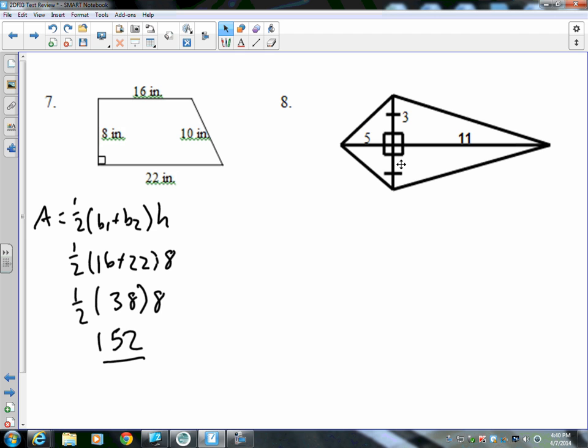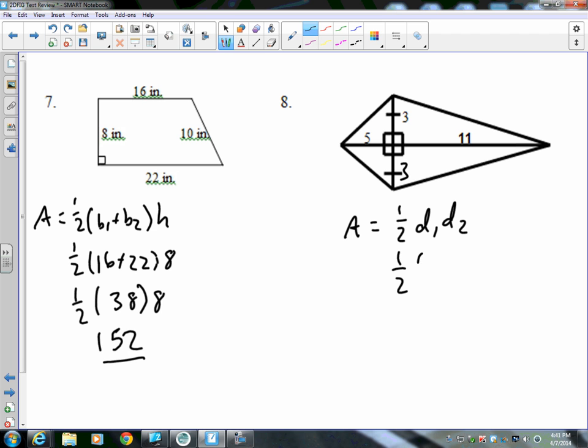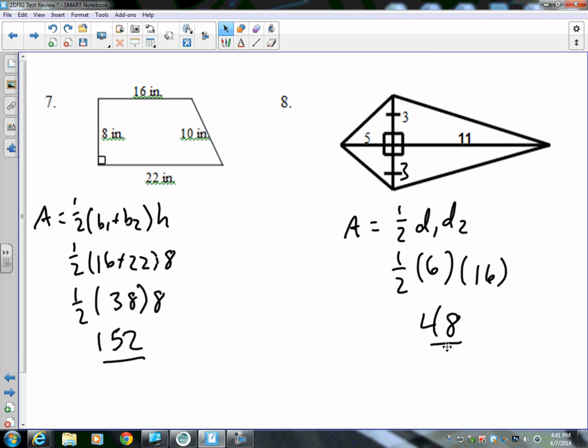Okay, number 8 is also a kite, just like number 6. And again, one diagonal bisects the other. So if this one up here is 3, this down here, also 3. Multiply these together. In your equation, area is equal to 1/2 diagonal 1 times diagonal 2. Diagonal 1 is 3 plus 3 is 6. 5 plus 11 is 16. 16 times 6 times 1/2, you end up with 48. Okay, those are for the basic problems, numbers 1 through 8.